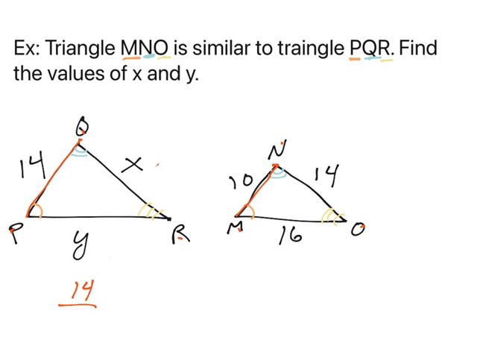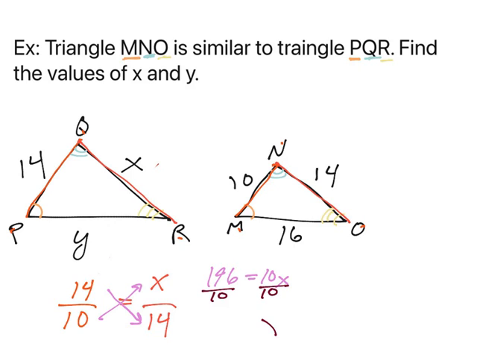So I know I have the ratio 14 to 10. And you might say, well, why is that important? Well, it's important because then I look at QR, which is X, corresponds to NO, which is 14. And now I can solve this proportion to find X. Remember when we solve proportions, we cross multiply. So 14 times 14 gives me 196. And 10 times X is 10X. So I divide both sides by 10. And my value of X is 19.6. So this length is 19.6.